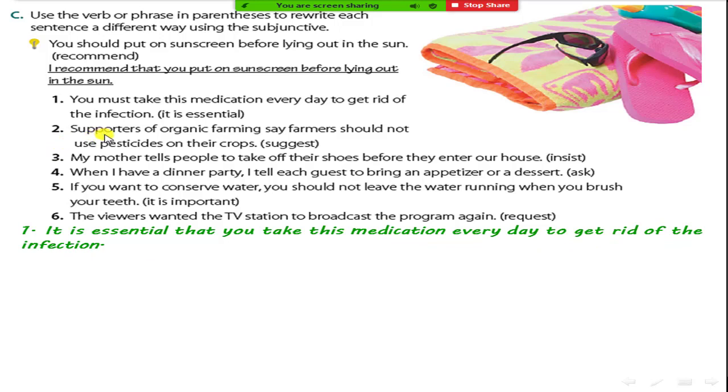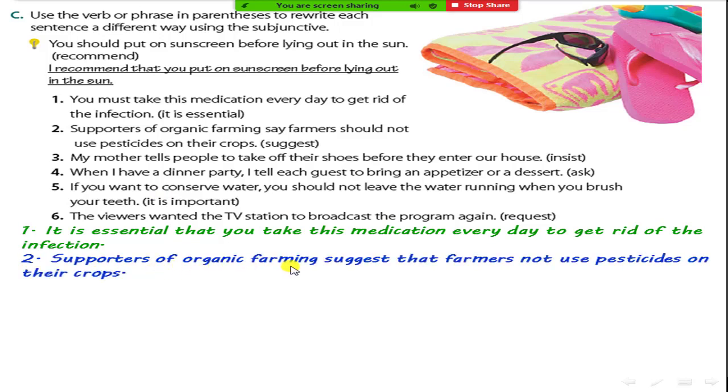Number 2. Supporters of organic farming say farmers should not use pesticides on their crops. Use suggest. Yes, Yusuf? Supporters of organic farming suggest that farmers not use pesticides on their crops. Yes, that's right.